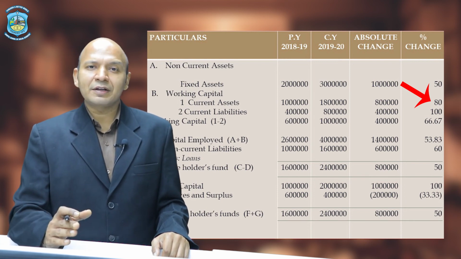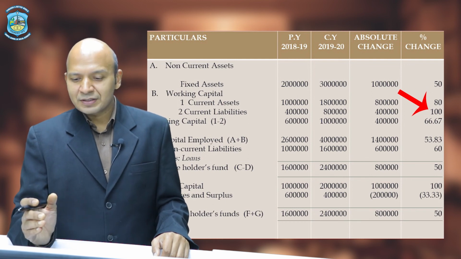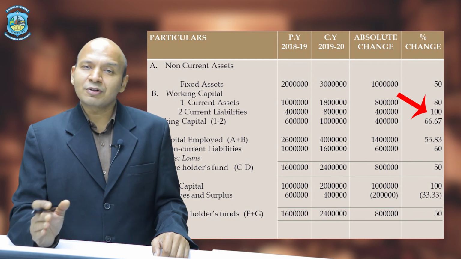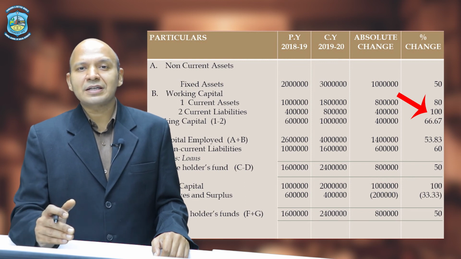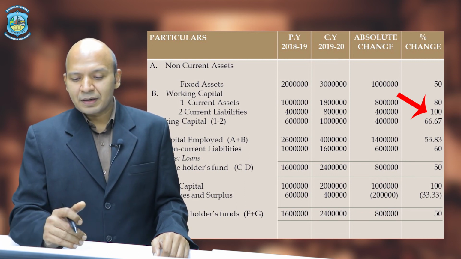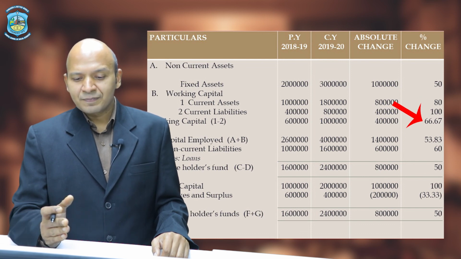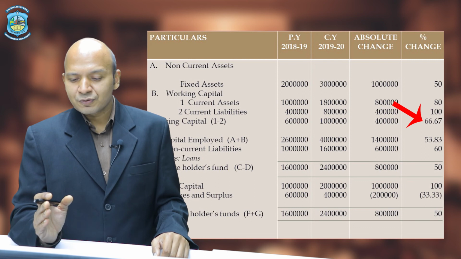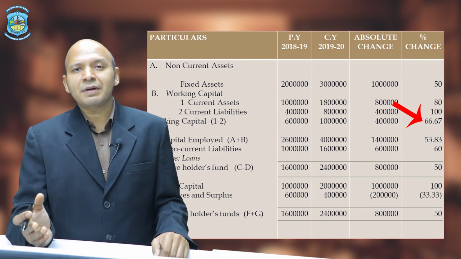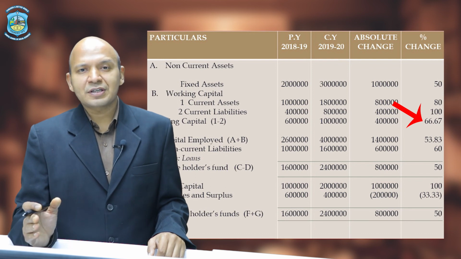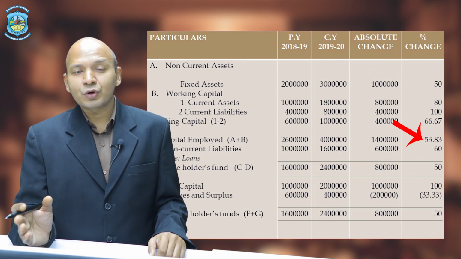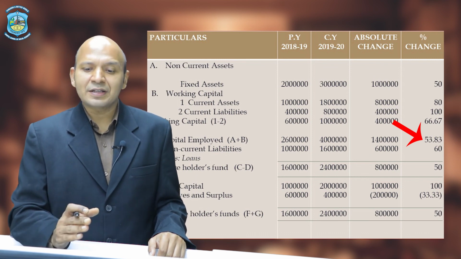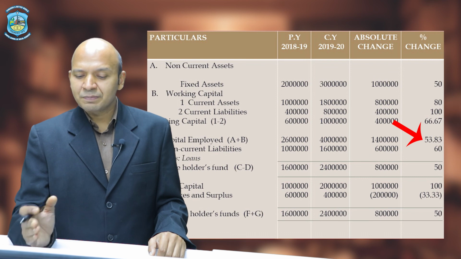Same way, we'll be calculating for current liabilities. 4 lakhs is the absolute change, previous year amount is also 4 lakhs. So 4 lakhs divided by 4 lakhs multiplied by 100, percentage change is 100%. Working capital, absolute change is 4 lakhs, previous year amount is 6 lakhs. So 4 lakhs divided by 6 lakhs multiplied by 100, percentage change will be 66.67%. For capital employed, the absolute change was 14 lakhs, previous year amount was 26 lakhs. So 14 lakhs divided by 26 lakhs multiplied by 100, the percentage change is 53.83%.